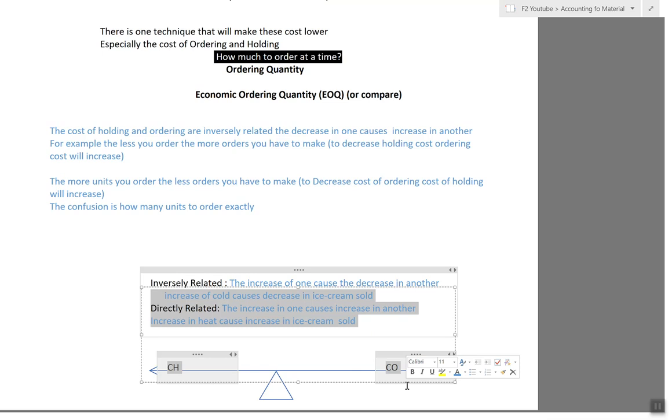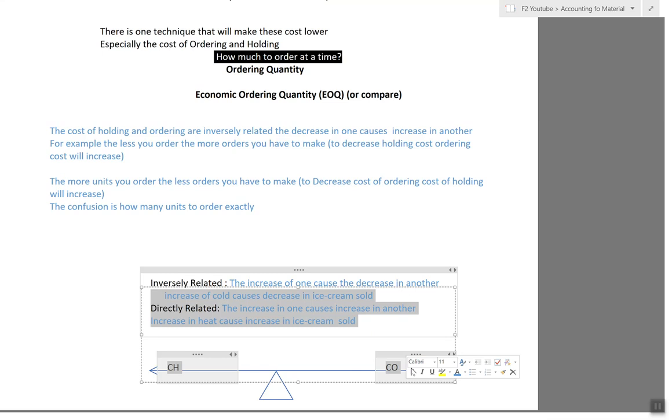So economic order quantity believes that cost will be reduced when cost of holding and cost of ordering are equal. I will explain that when we work on a question. But economic means less costly order quantity, the quantity that we order. So economic order quantity gives us the quantity that we need to order.